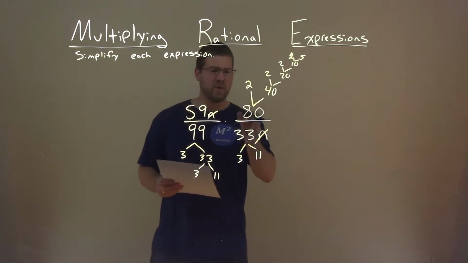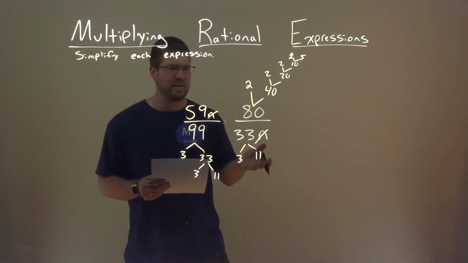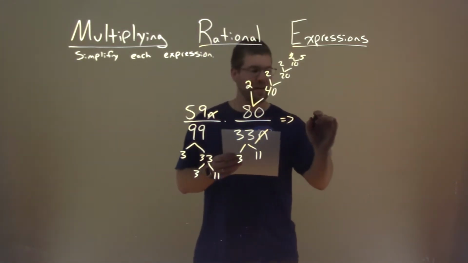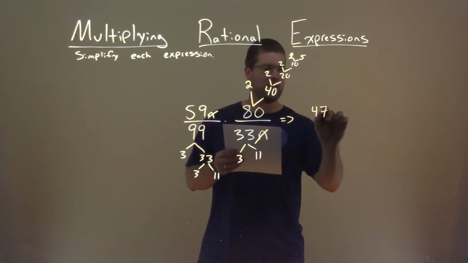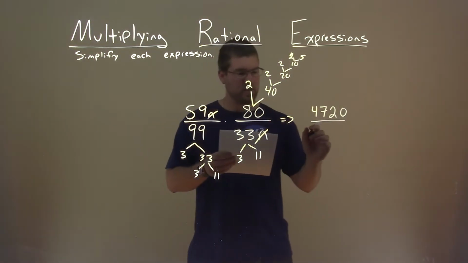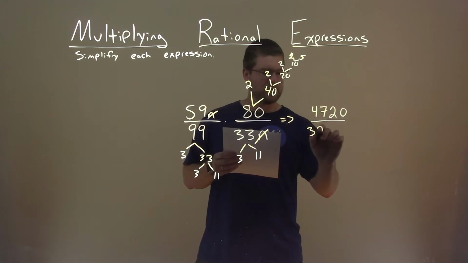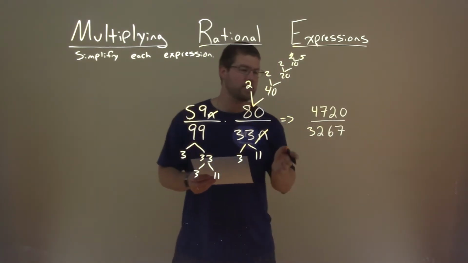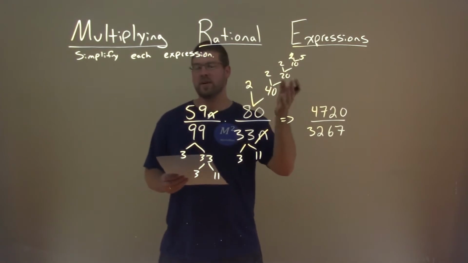Okay, so I broke it down, didn't really find anything, so now I just have to multiply across. 59 times 80 is 4,720, over 99 times 33, 3,267. And that's actually it here. It's fairly large, but that is our answer in simplified form.